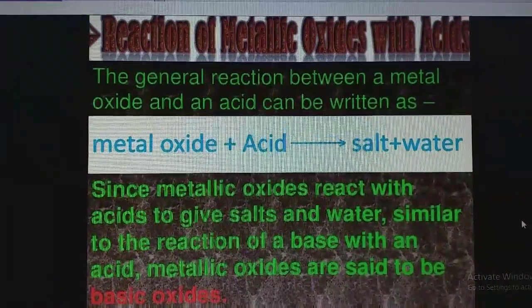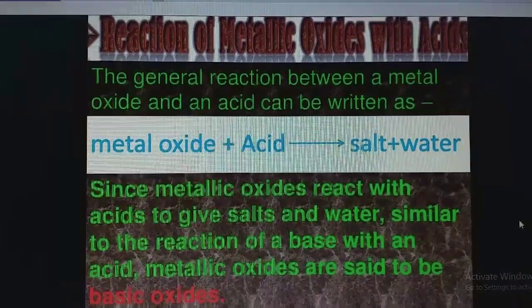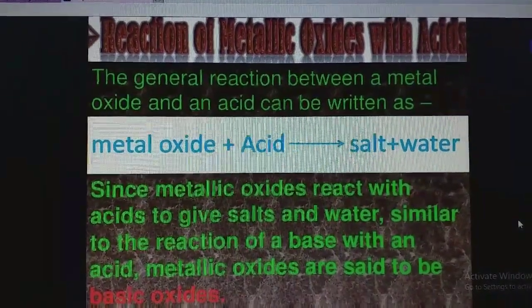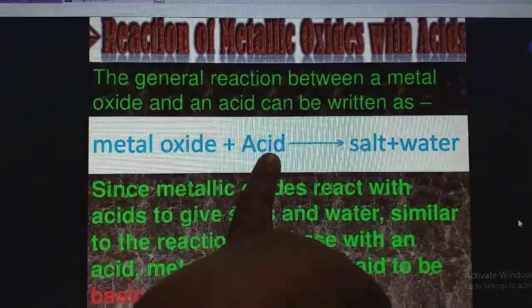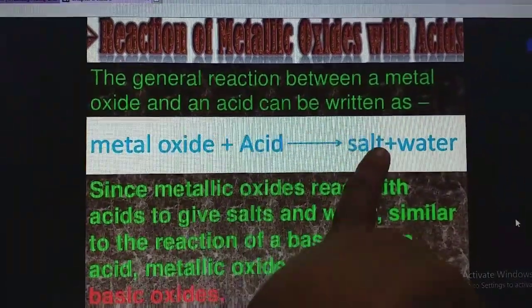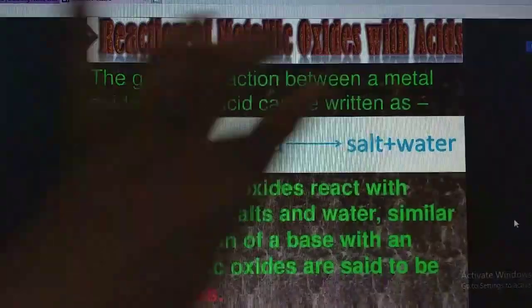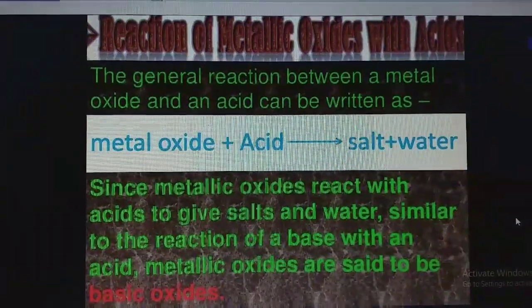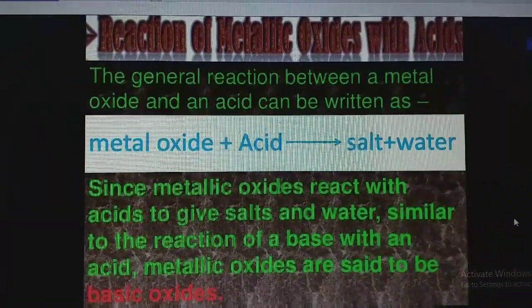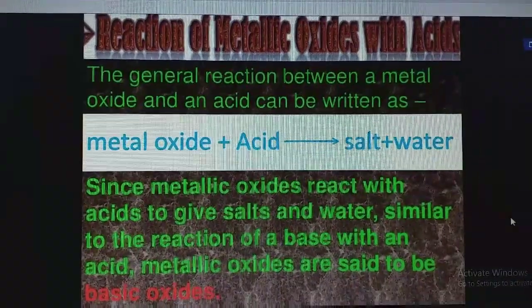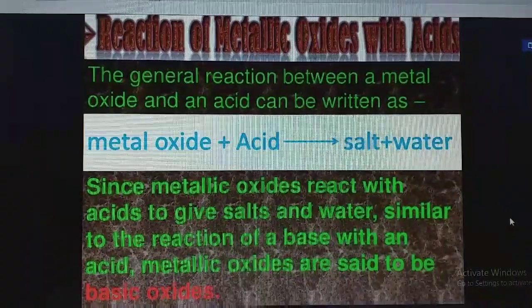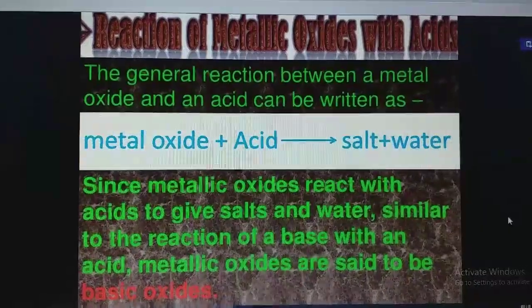You can remember here, metal oxides are always basic in nature. So this is basic and this is acid. So when they mix, you get salt plus water. Here also neutralization occurs. So metallic oxides react with acids to give salt plus water. And again a base with acid, same thing. You get salt plus water.